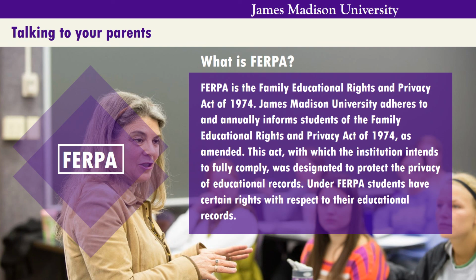So we're almost done. I just want to point out another area, FERPA, which is the Family Educational Rights and Privacy Act of 1974. James Madison University adheres to FERPA as it is amended. With this act, the institution intends to fully comply. Under FERPA, students have certain rights with respect to their educational records. What that means essentially is that, unlike high school, your parents will not have access to your academic record. If you'd like them to have access, you can reach out to our registrar to allow them to see your grades as they're posted. But JMU will not release your grades or information outside of directory information to any outside party without your consent.